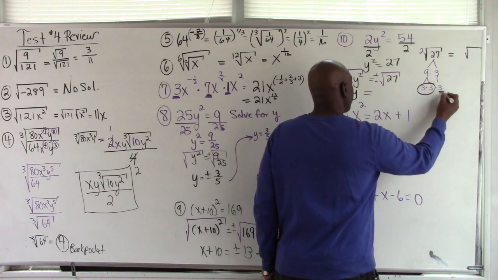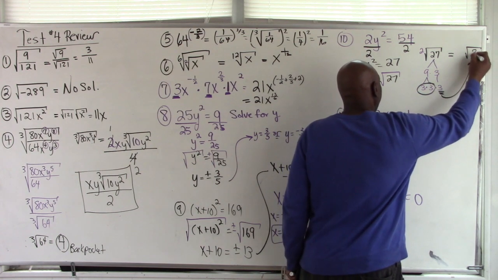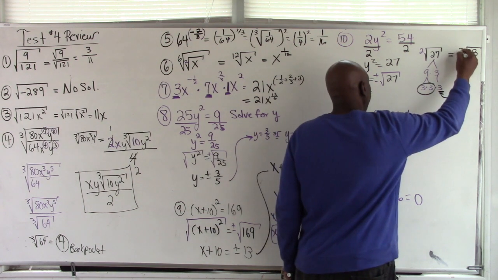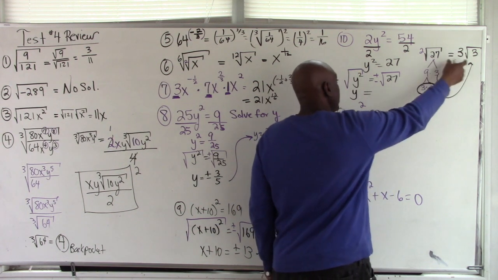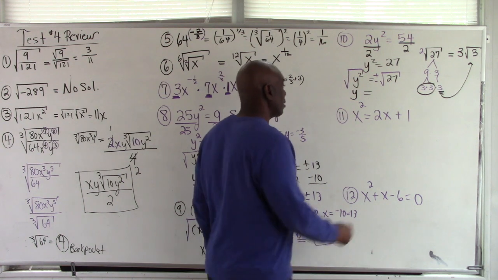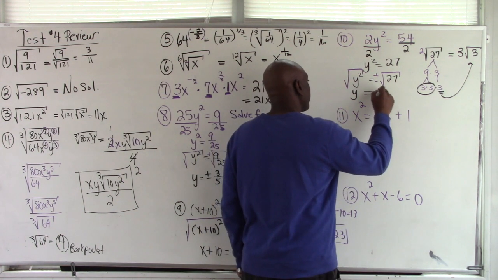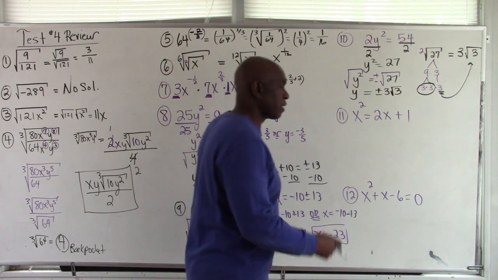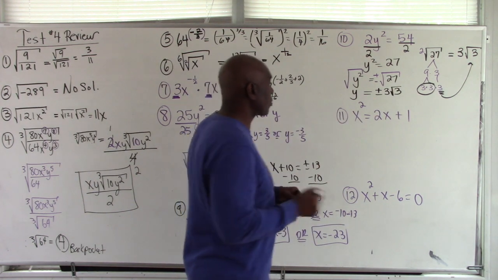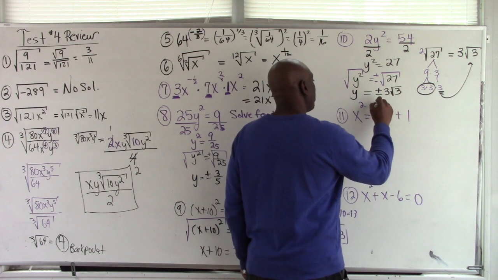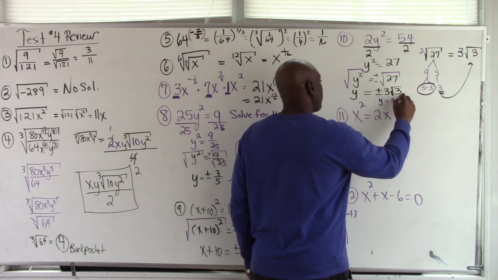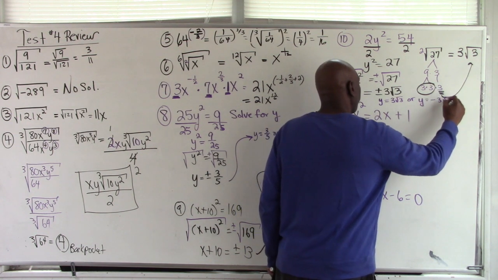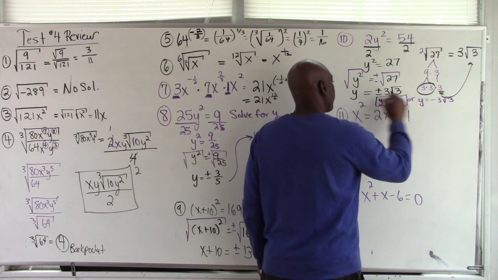What did not get grouped goes in. What did get grouped, only one goes out front. So the square root of 27 is equal to 3 root 3. So my answer here is plus or minus 3 root 3. Okay? So there are your two solutions. This means that y equals 3 root 3 or y equals negative 3 root 3. Here's one answer, here's the other.